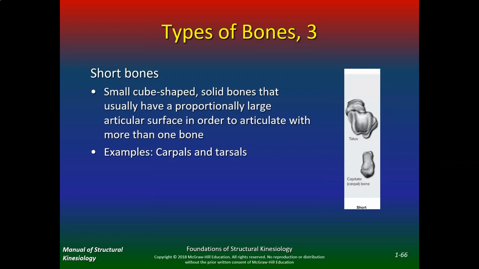Now, if you look at this, these are the types of bones. These are short bones. They're small cube-shaped solid bones that usually have a proportionally large articular surface in order to articulate with more than one bone. And those are some carpals and the tarsals. So here's the carpal bone. Here's the talus, which is inferior to the tibia and fibula.